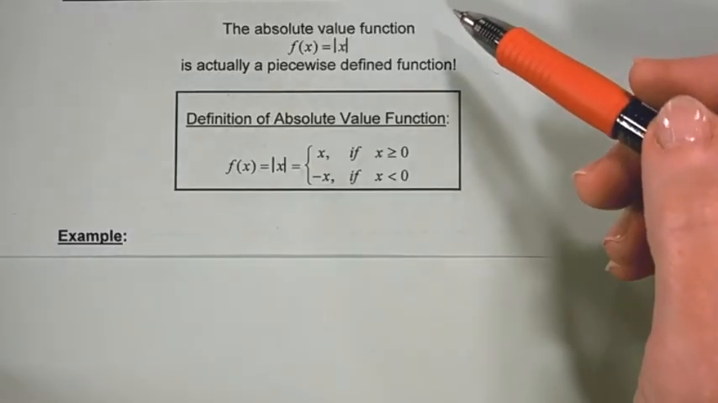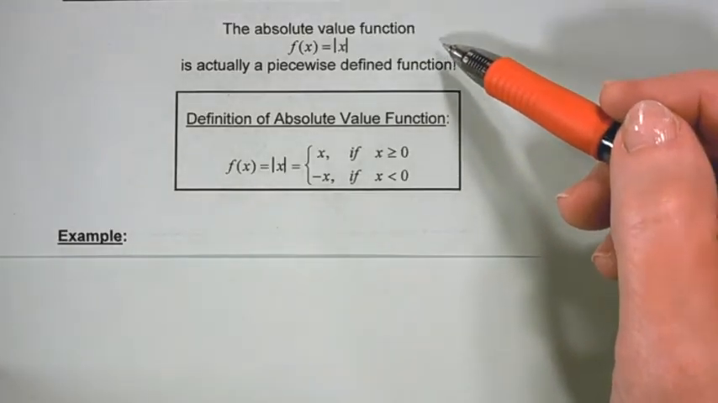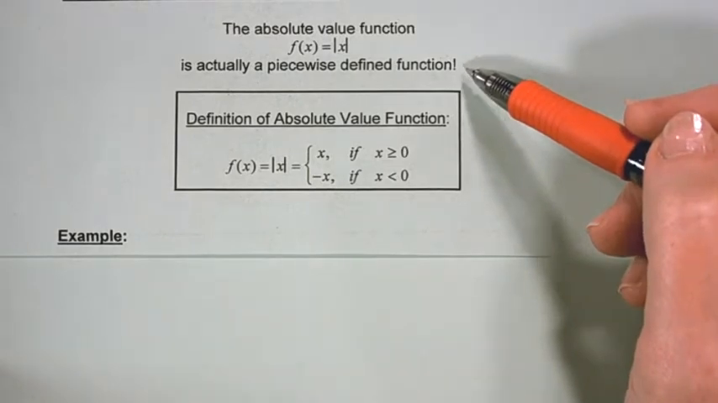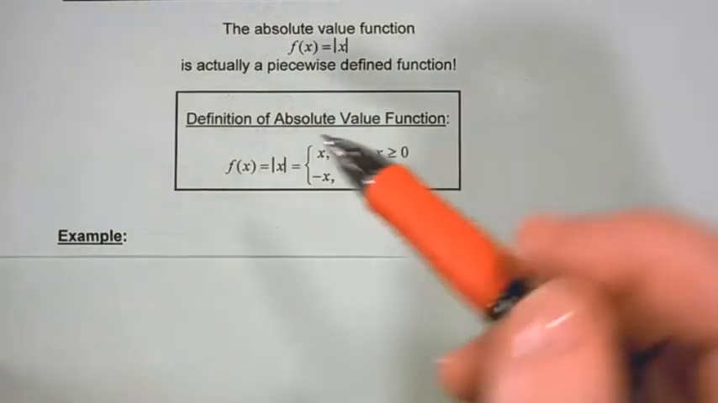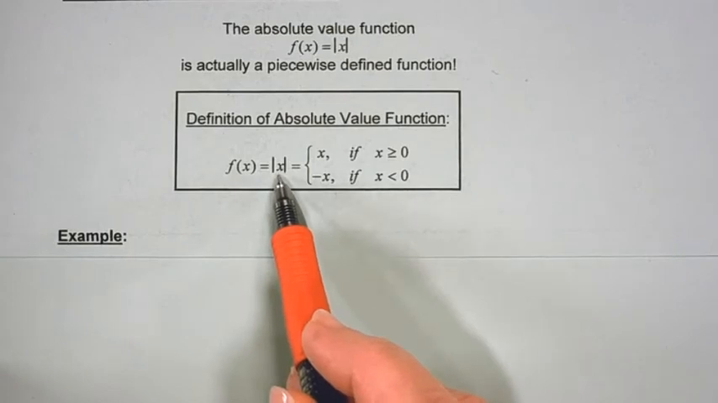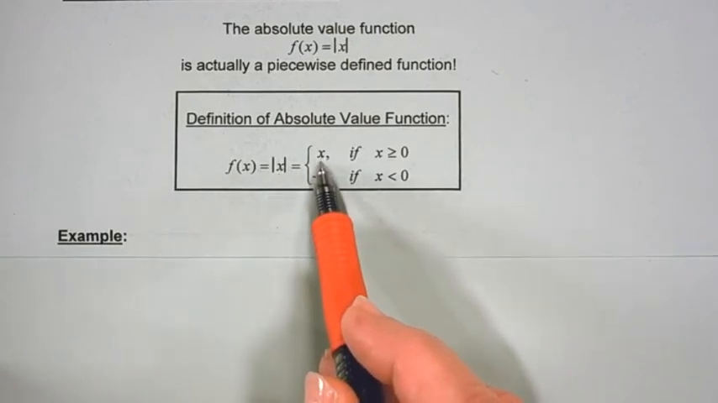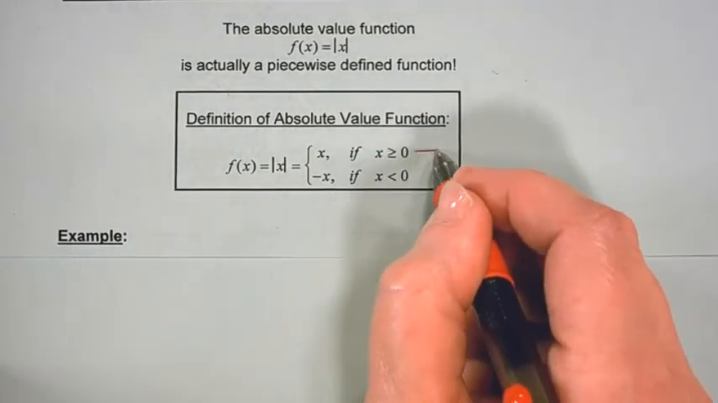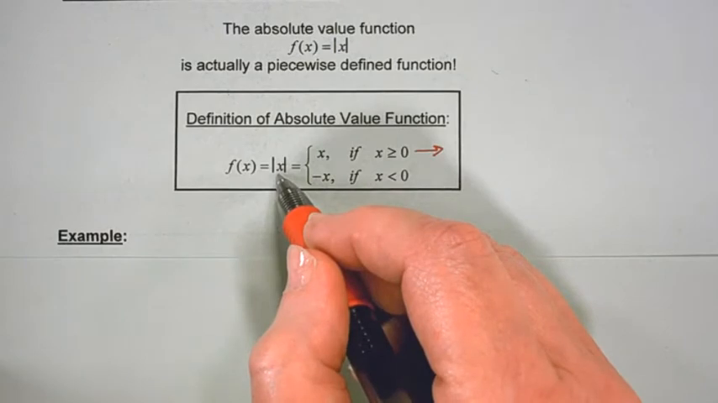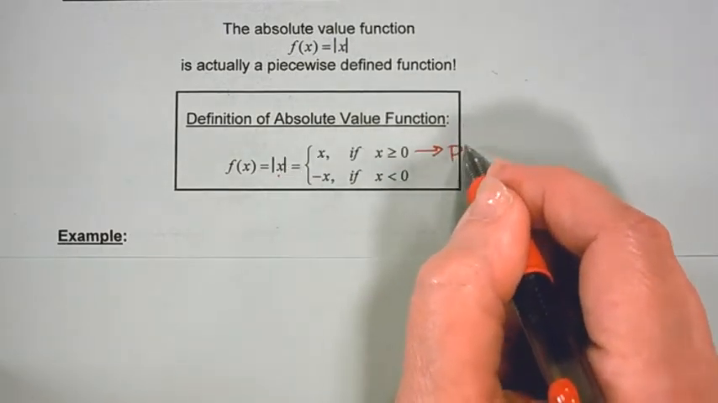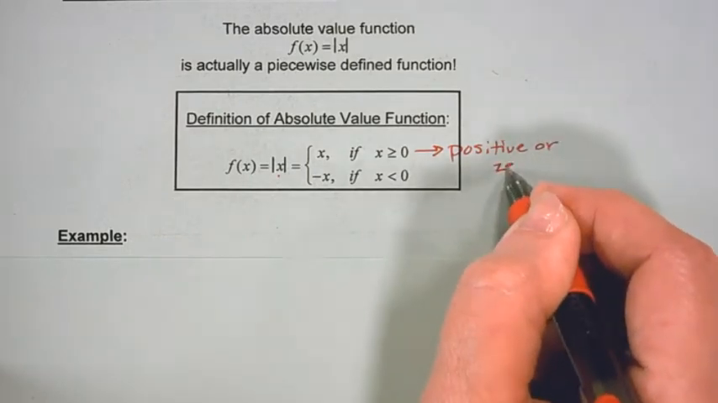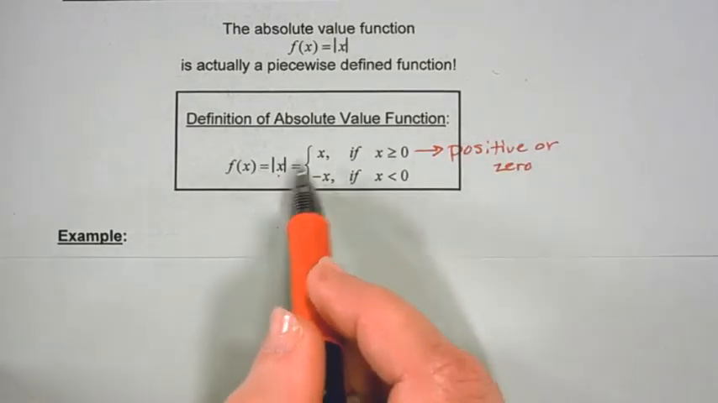As it turns out, the absolute value function is actually a piecewise defined function. That's the algebraic definition of the absolute value function. Let's look at what it actually is. We're going to call the absolute value of x just plain old x if the value of x is greater than or equal to 0. That means if the number inside of the absolute value bars was a positive number or 0, then when we take the bars off, we leave it alone.